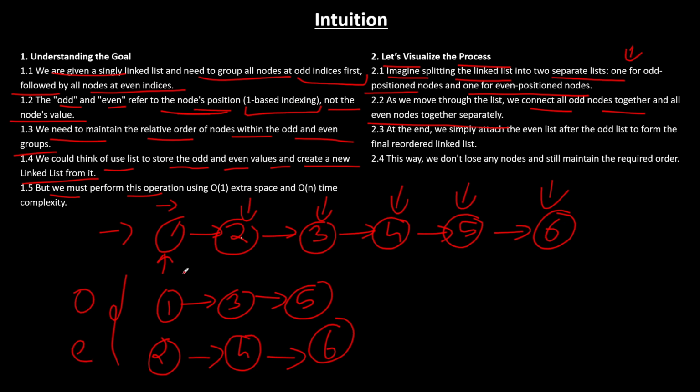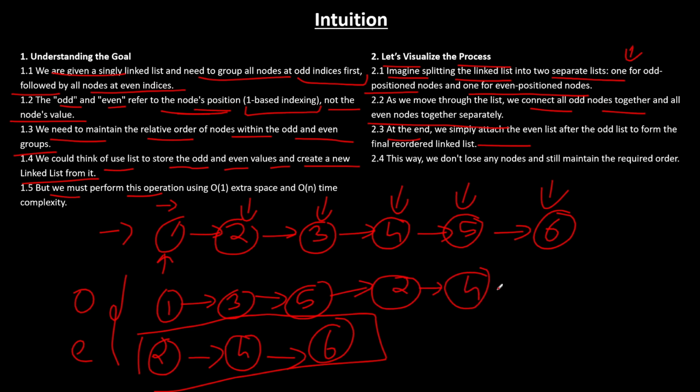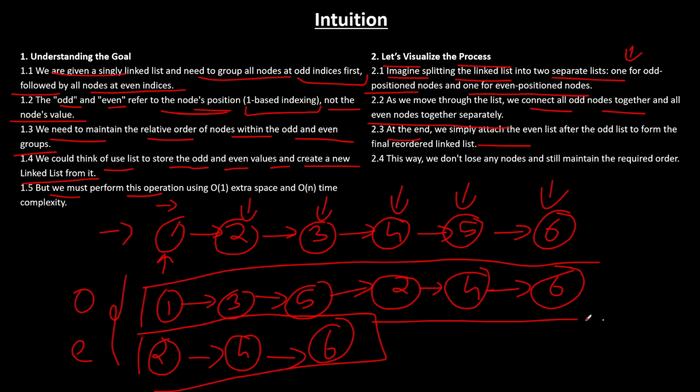This is the even. Now at the end, when the iteration is complete, we could attach the linked lists. For example, this is the linked list for even, right? So after creating this, this is the odd. You could just join this complete linked list here this way. So if you can see, we got the resultant output. Correct? We got the odd group values here with the relative order maintained, and similarly for the even one also, right? This way we don't lose any nodes and still maintain the required order.